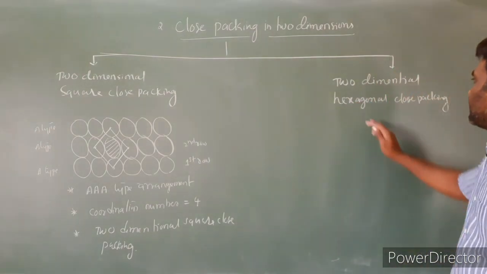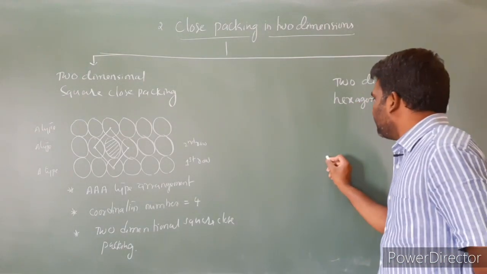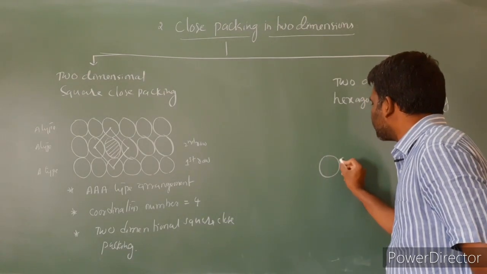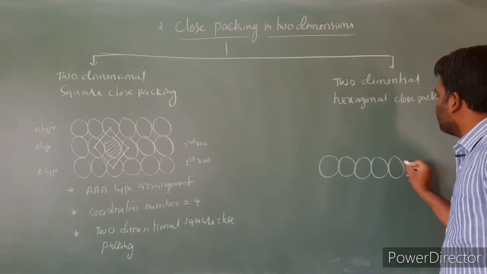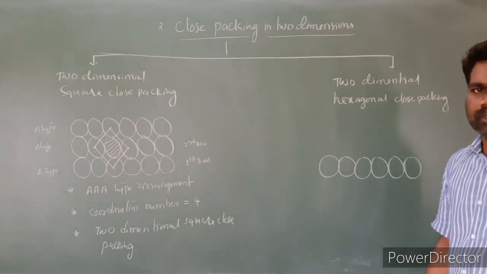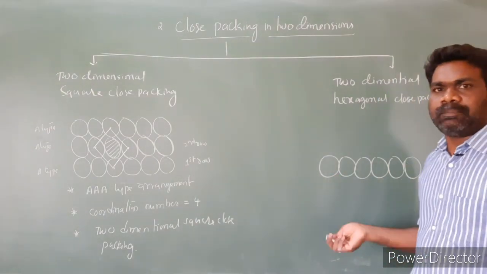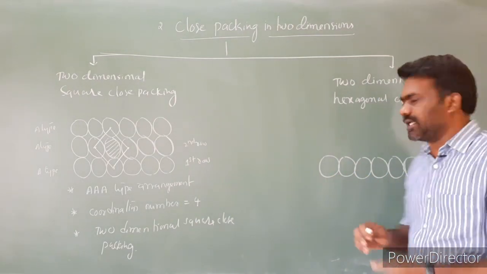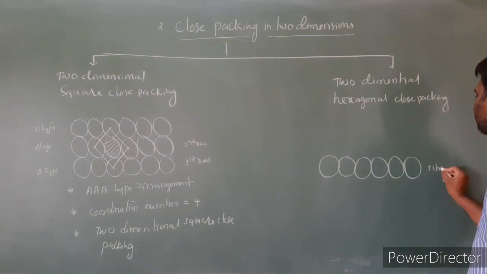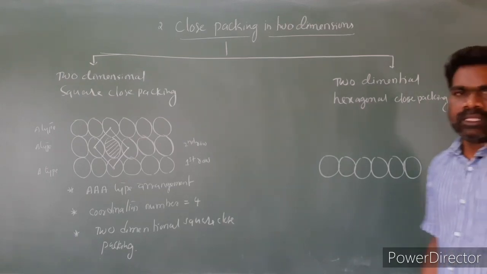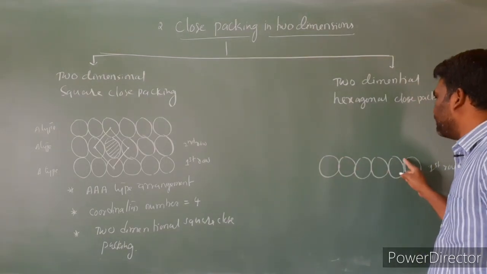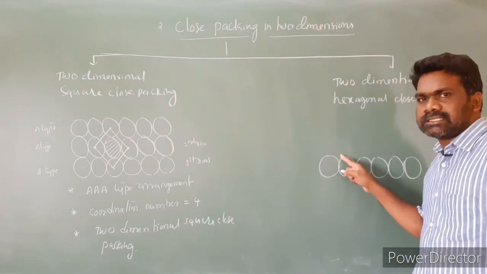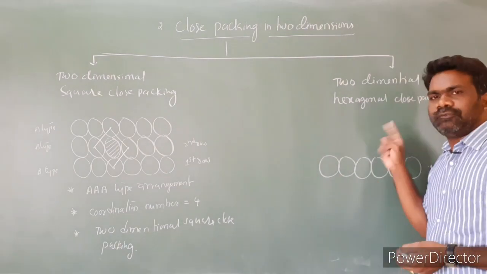Next, two-dimensional hexagonal close packing. I am taking a row of spheres. This is the first row, right? I am placing the second row in the depressions of the first row in a staggered manner. So these are the depressions of the first row, and the second row is placed in the depressions of the first row in a staggered manner.